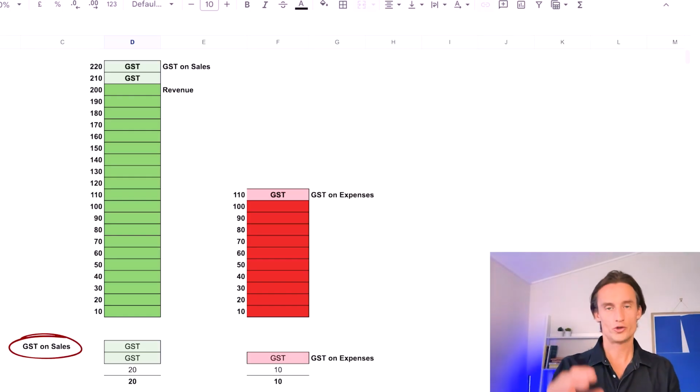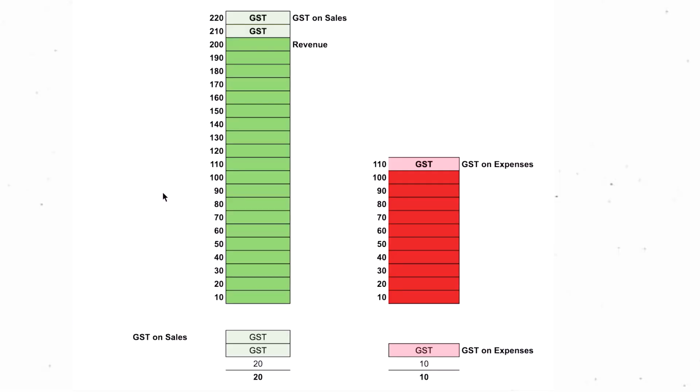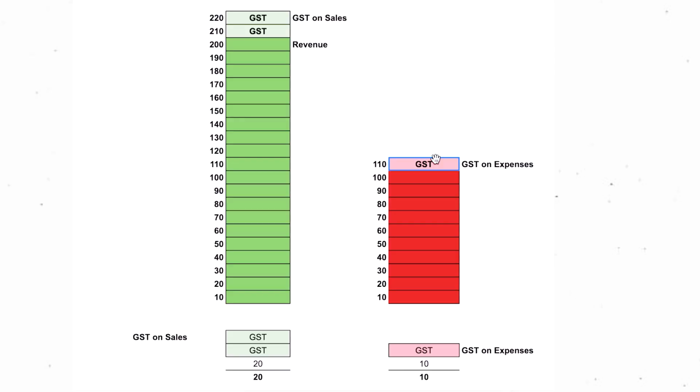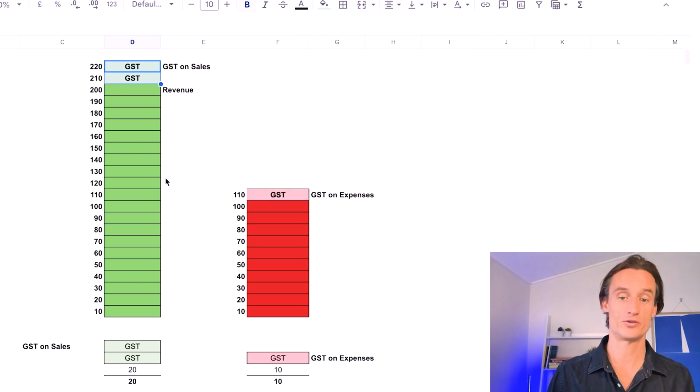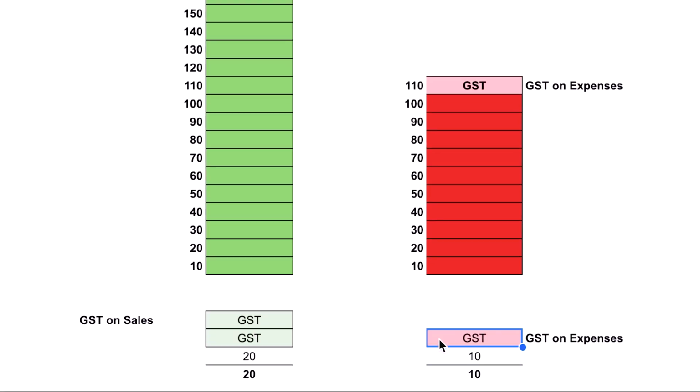So GST should be fairly simple. Hopefully you understand. In this example, let's pretend it's a quarterly BAS. You can see 220 units have been collected, but 2 of those are GST on sales. 110 units have been paid in GST on expenses, but only 1 unit is actually GST related. So 220 bucks and 20 bucks of GST, 110 bucks, 10 bucks of expenses that we paid. So all you need to do is just net off those 2 units with the one that we pay, and that's the GST owed to the ATO.